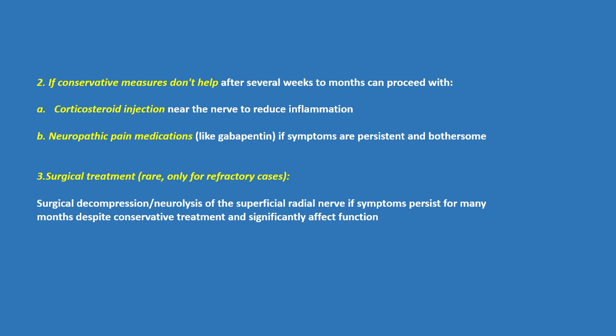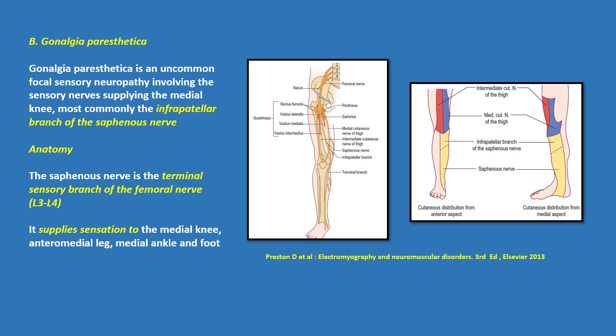Surgical treatment. This is rare and only used for refractory cases. It consists of surgical decompression or neurolysis of the superficial radial nerve if symptoms persist despite conservative management and affect function. Gonalgia paresthetica. This is an uncommon focal sensory neuropathy involving the sensory nerve supplying the medial knee, most commonly the infrapatellar branch of the saphenous nerve.